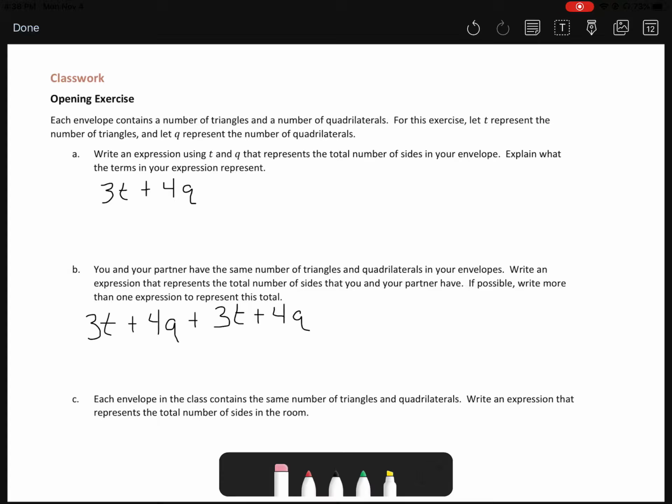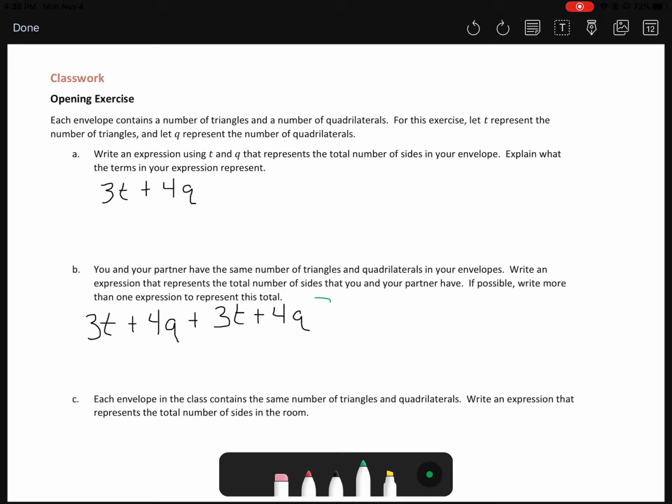So now I have triangles and triangles, quadrilaterals and quadrilaterals, all of those added together, and I can make one expression. Can I simplify this? Yes, I can.